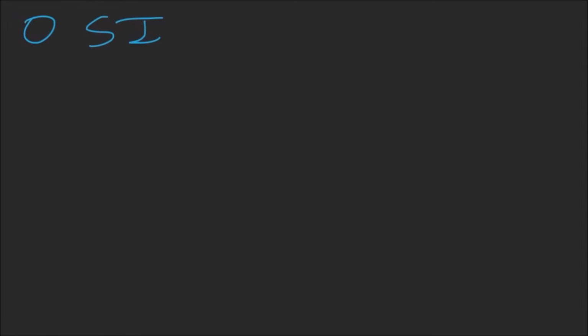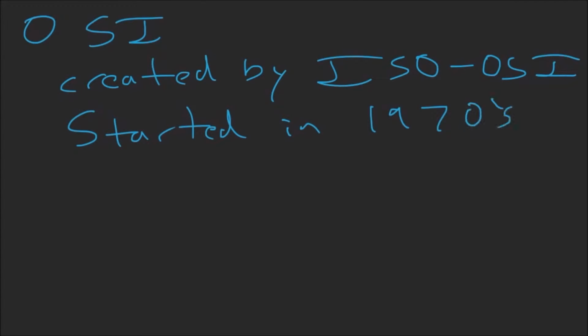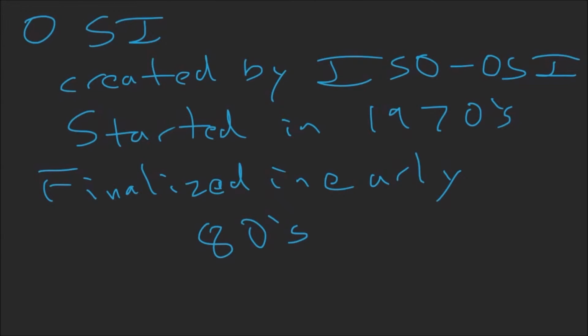The OSI model was actually made by the OSI, which is the Open Source Interconnect Project at the International Organization for Standards. So yeah, that's definitely a mouthful. It started in the 1970s, and in the 1980s they finished up the standard.